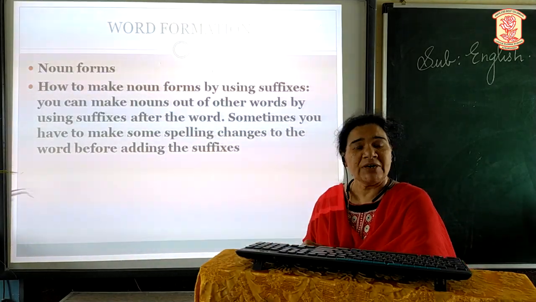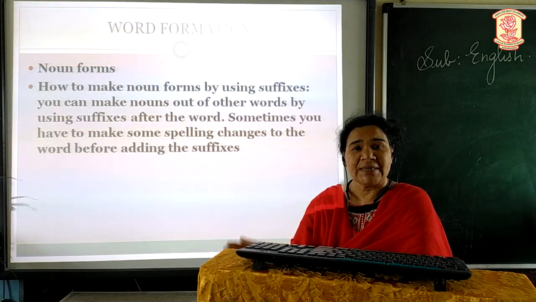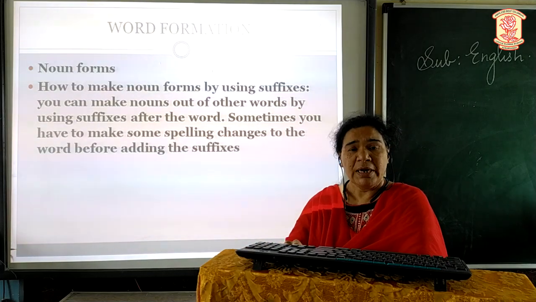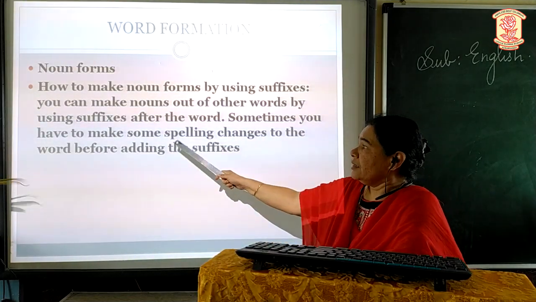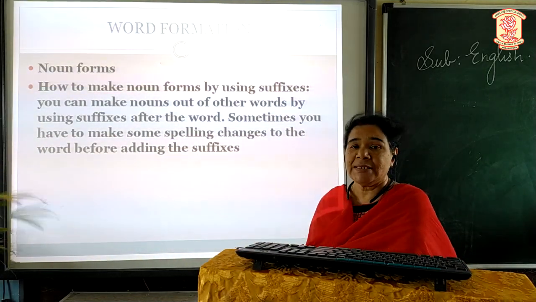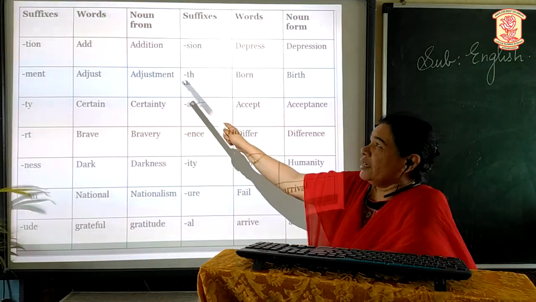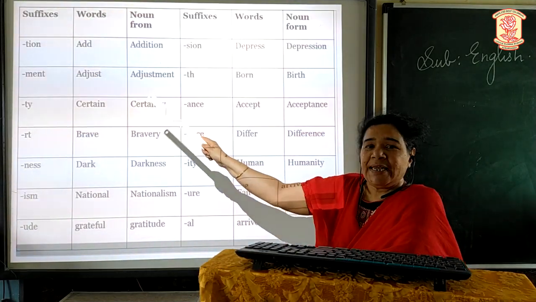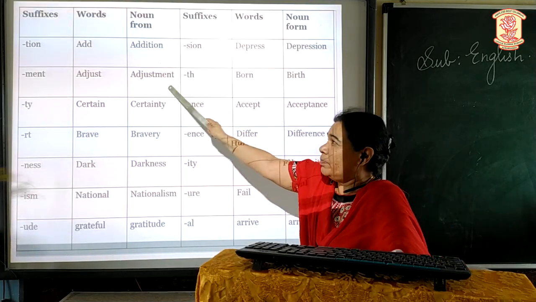So you know suffix always comes after the root word. So you have to add some words to a particular word to make it a noun form. Sometimes you have to make some spelling changes. So while making the noun form, some spelling may change. See the examples here. Now here add. If you add TION, it becomes addition. This is the noun form.